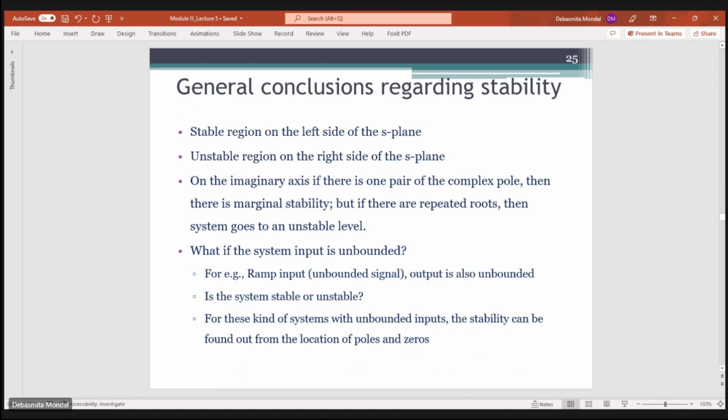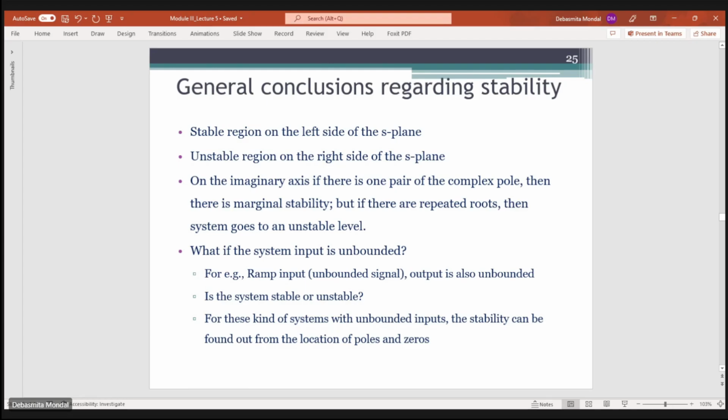From here you can say that if the poles lie on the left half of the S plane, that is known as the stable region. If any pole lies on the right half of the S plane, that is the unstable region. On the imaginary axis, if there is one pair of complex poles, then you have marginal stability. But if you have repeated roots, then it is unstable.